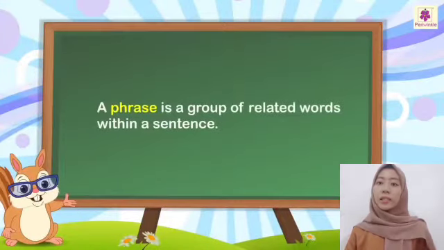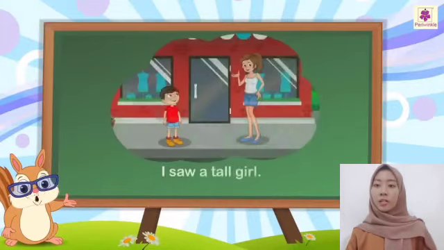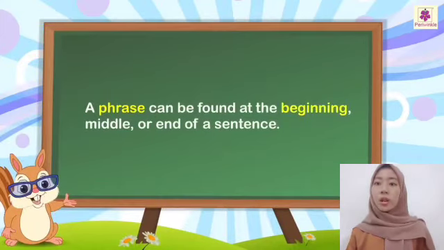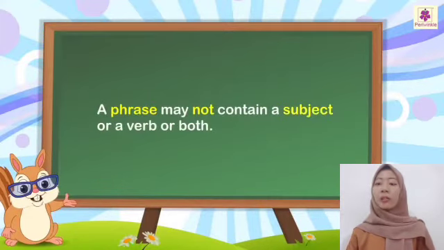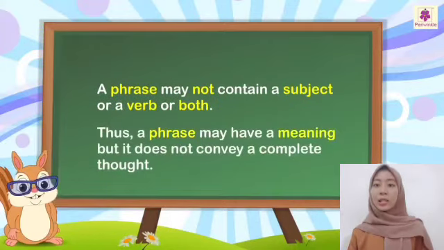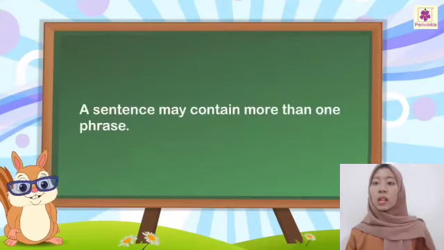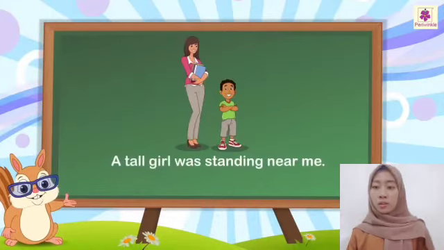Phrases. A phrase is a group of related words within a sentence. For example, I saw a tall girl. A phrase can be found at the beginning, middle, or end of a sentence. A phrase may not contain a subject or a verb, or both. Thus, a phrase may have a meaning but it does not convey a complex thought. A sentence may contain more than one phrase. For example, a tall girl was standing near me.